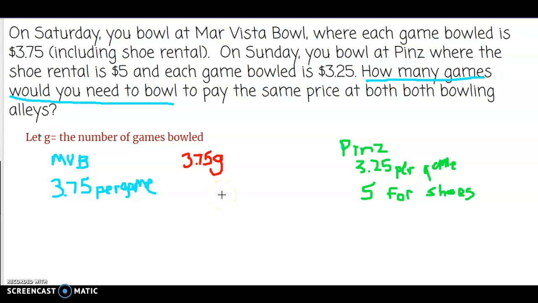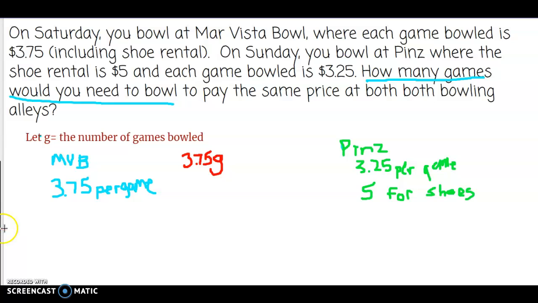If I bowl 1 game, it's $3.75 times 1 game, which is $3.75. If I bowl 2 games, it's $3.75 times 2 games that I bowled. So that is why the $3.75 is describing the number of games, because it's how much it costs per game.